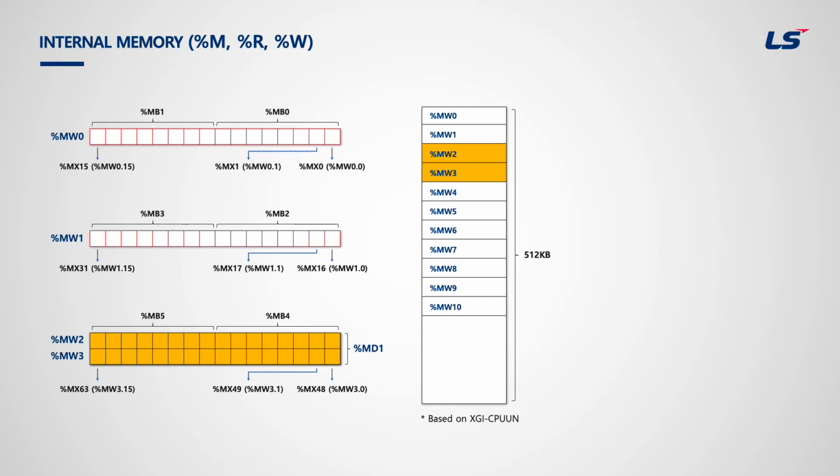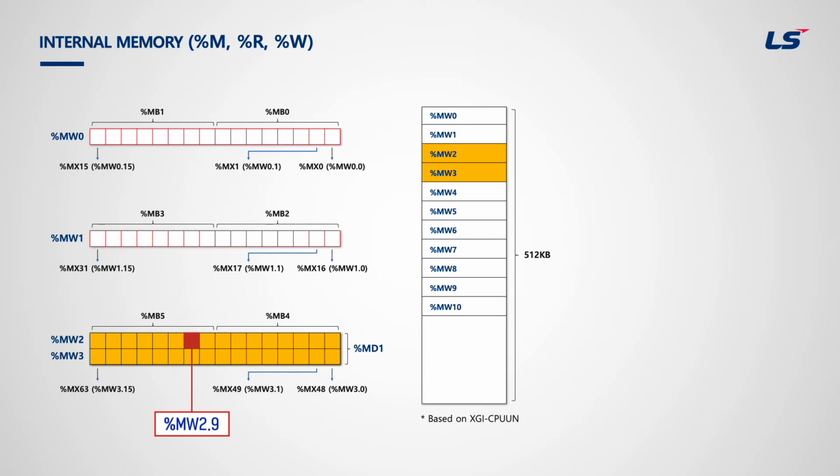Let's look at another example of this bit. First, the starting bit of MW2 is bit 32. The shown bit is 41st, which means its address in bit is MX41. In byte expression, it is MB5.1 because it is second bit of MB5, and in word expression, it is MW2.9 because it is 10th bit of MW2.